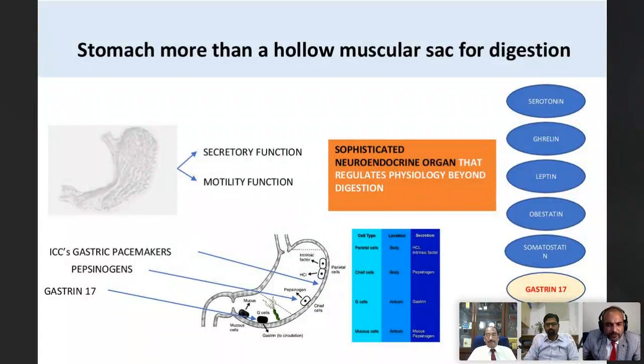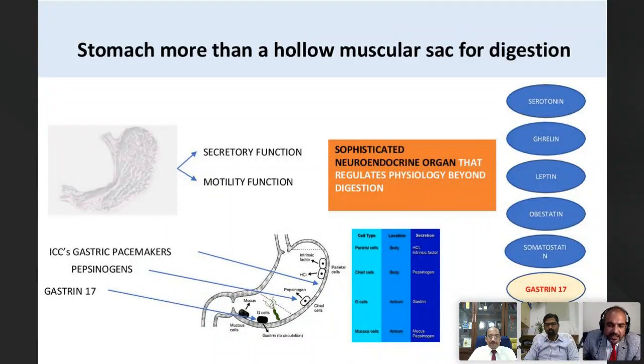Interestingly, if you understand the structure, it consists of some very intricately positioned cells. For instance, the entire stomach is lined by mucus, which is a protective layer secreted by the mucus cells. Then HCl is secreted by the parietal cells, and the intrinsic factor is also secreted by the parietal cells. The parietal cells are primarily stimulated under the influence of gastrin 17, which is secreted by the G cells, which are predominantly present in the antral region of the stomach.